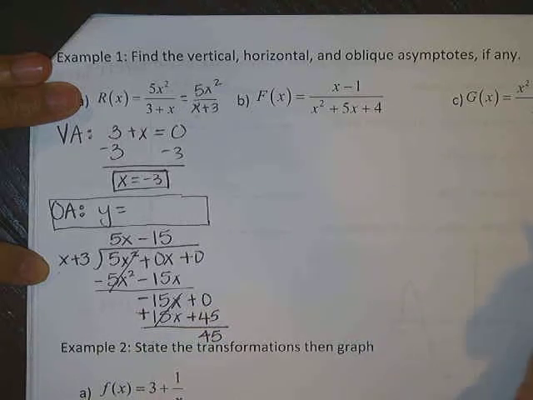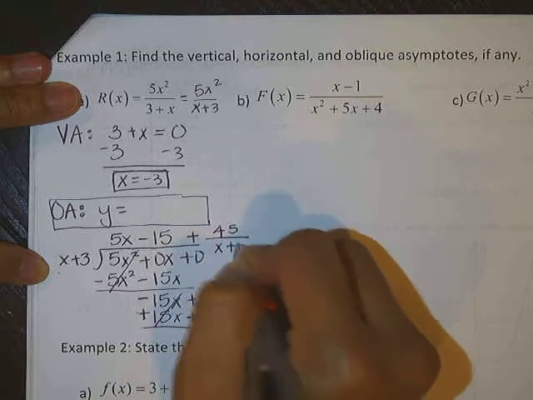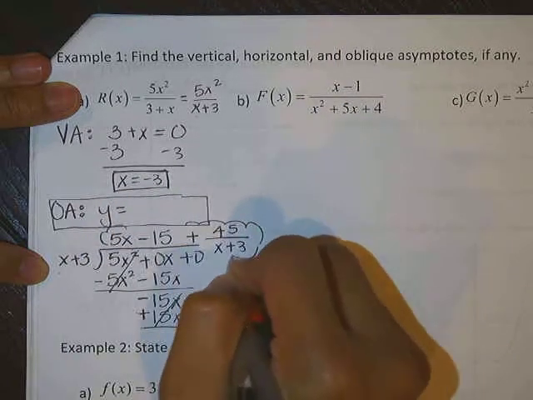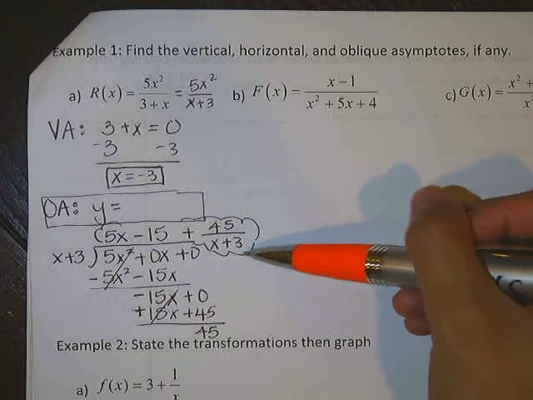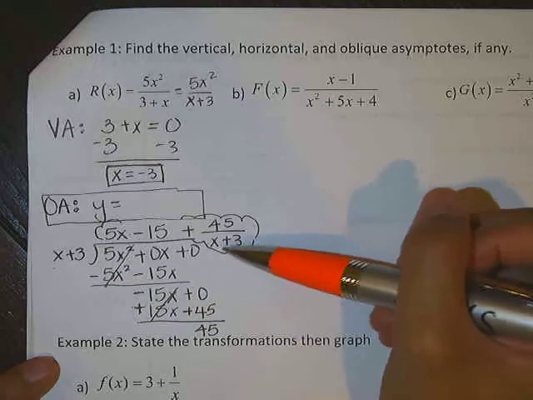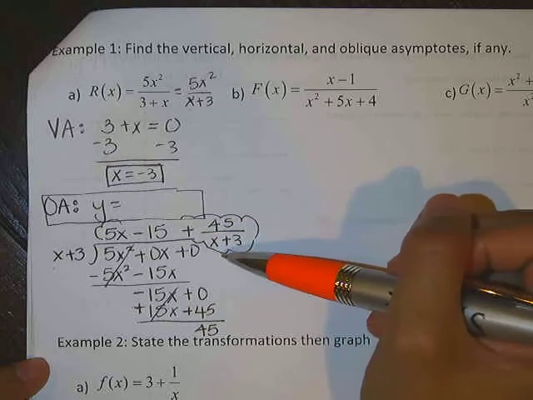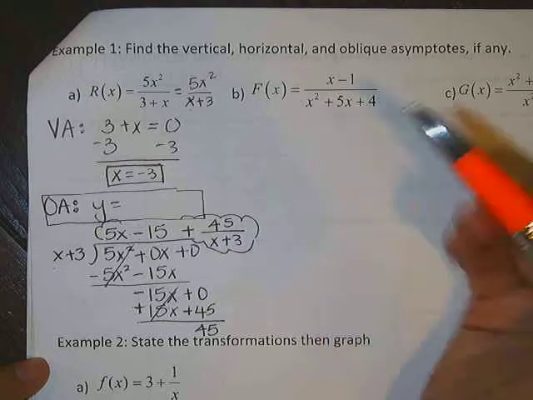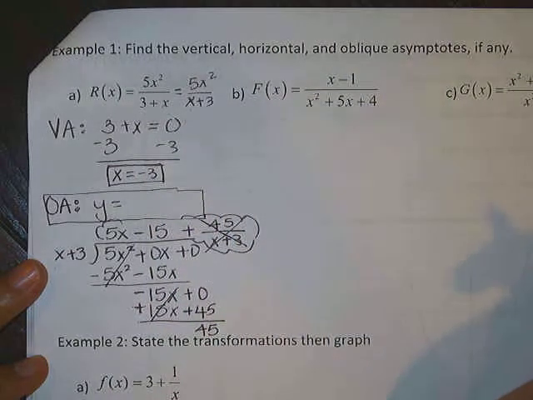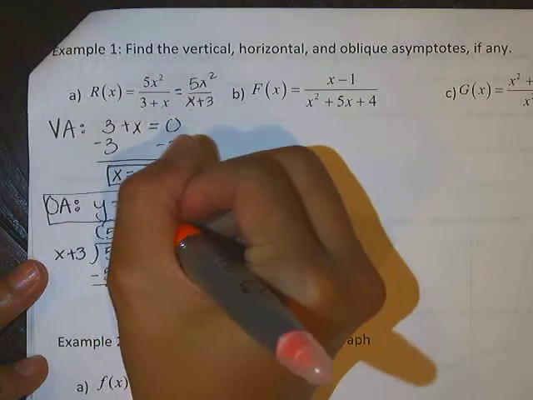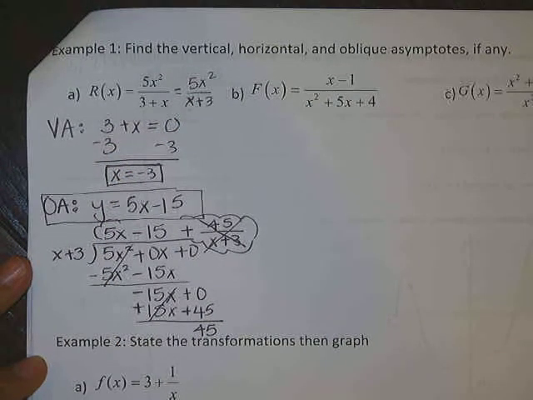Okay. Normally, you will be asked to write the remainder here. So plus 45 over your divisor. Okay. So this is what you have when you divide. Okay. That doesn't mean this is the oblique equation, because look at this. I mean, that's another rational function. So as x approaches infinity, okay, guess what's going to happen to your remainder? As x approaches infinity, 45 divided by 1,000,003, it's going to be very, very small, closer to 0. So your oblique, you ignore the remainder. So your oblique is really y equals 5x minus 15. And that's how you find your oblique asymptote.